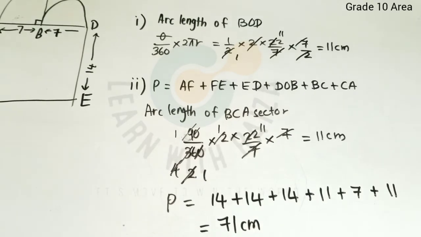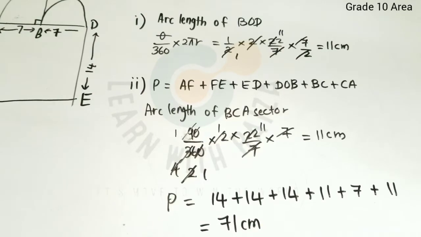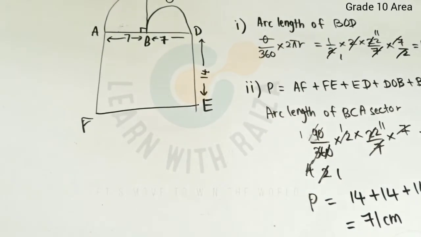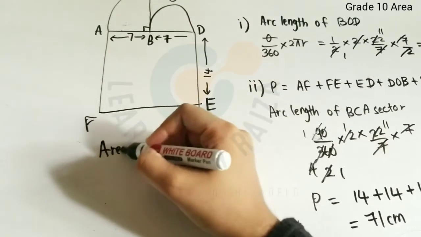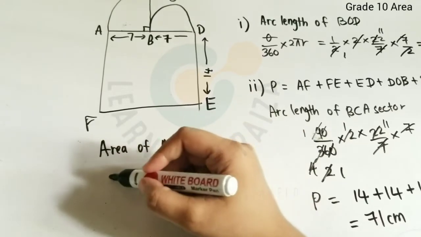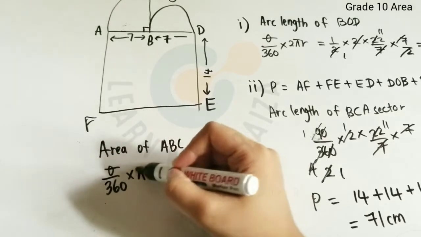Area of ABC sector to the area of the badge. Area of the badge we didn't find still, so we have to go into that problem now. First of all, we'll try to find out area of the sector ABC. If you're finding area of sector, you know that you have to take theta upon 360 into pi r squared. So writing the equation is a must.